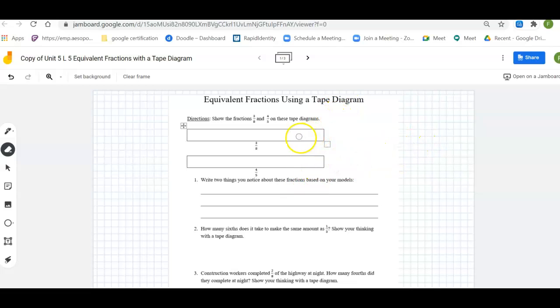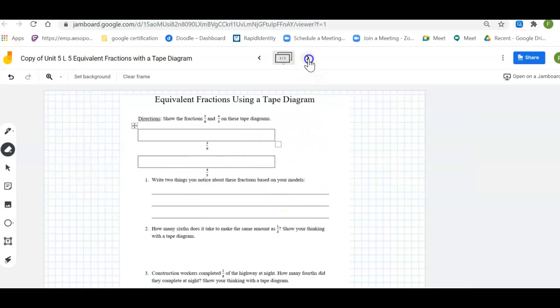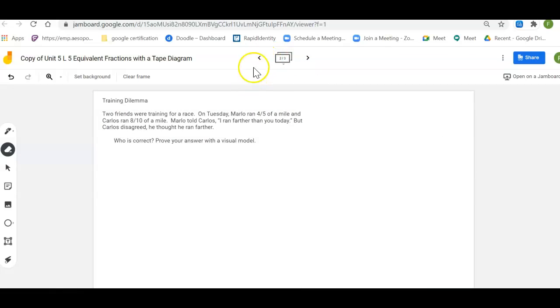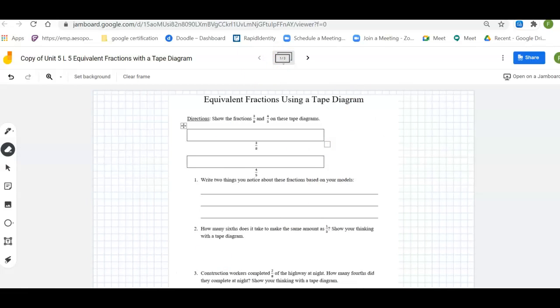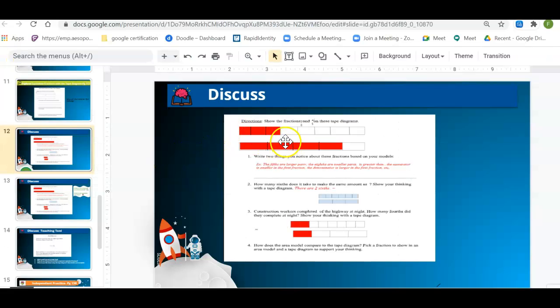We're going to go over it in just a few minutes, but I want you to work as many of them as you can right now. Okay, and that's just the same Jamboard as we did with the training dilemma, but it's just the first one. So go in and work on those, and we will come back and look at our answers in just a few minutes. So this, on our next slide, guys, is our answer key to the one we just worked on.